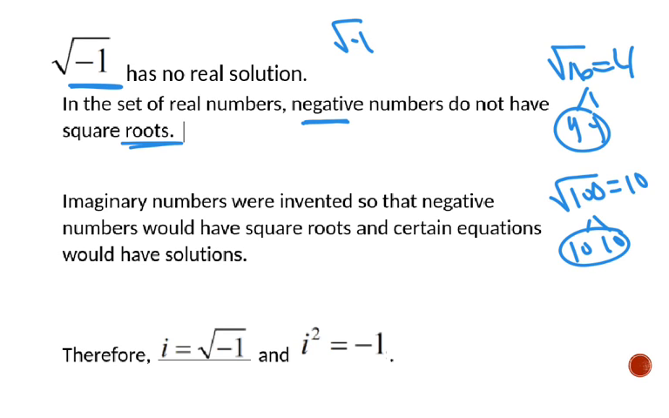So we call that an imaginary number. It says imaginary numbers were invented so that negative numbers would have square roots and certain equations would have solutions. So since we can't take the square root of -1, we're going to call that an imaginary number, and we're going to use i to represent that. So i is going to equal the square root of -1, which means that i squared equals -1.